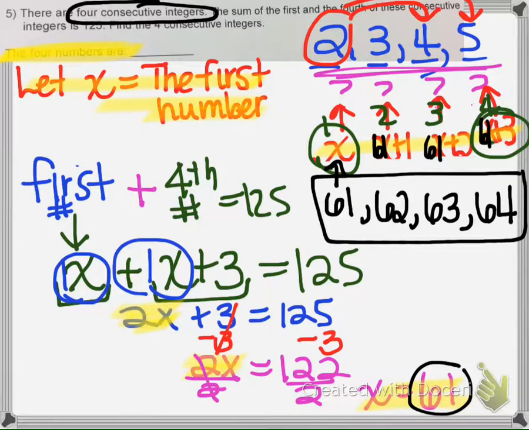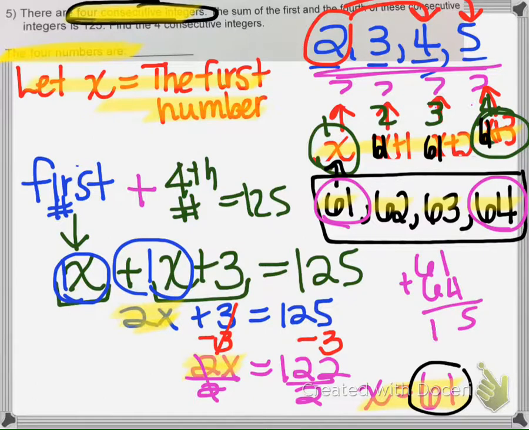And we get four numbers that are asked for, four consecutive integers, which are four numbers that are right in a row. And it says that if you take the first number, which is 61, and add it with the fourth number together, it should be 125. So it works.